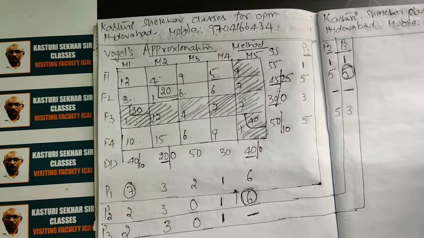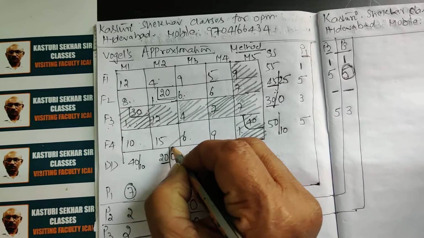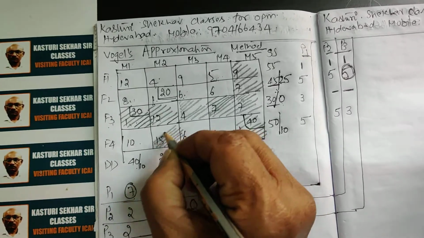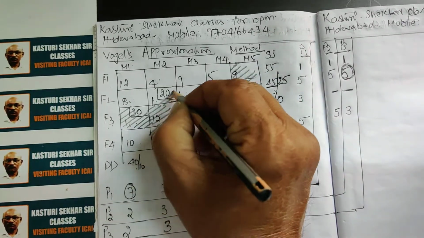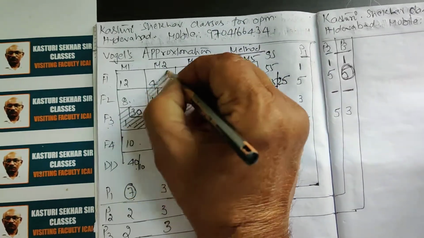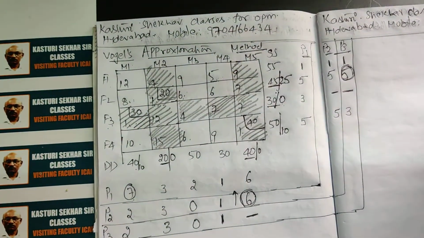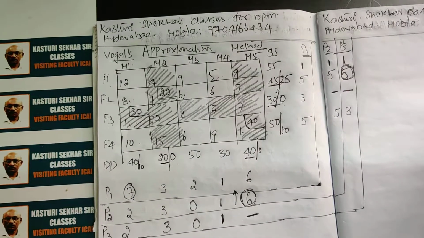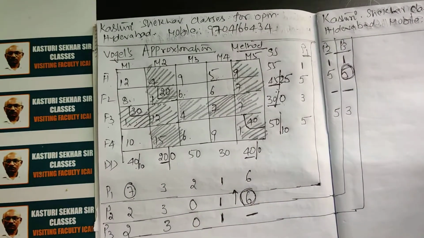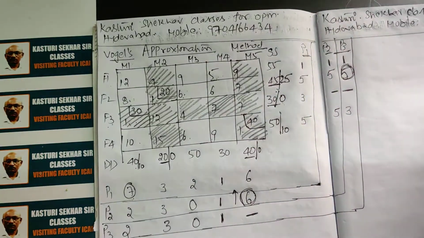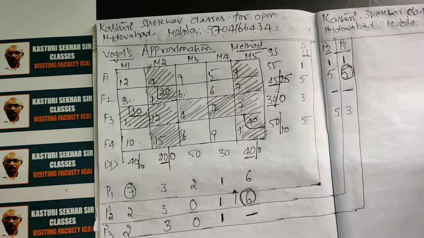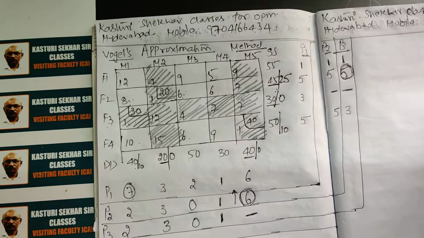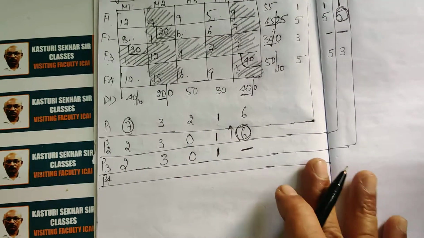Now once again look at this, sir. Second market requirement is fully satisfied. So it is eliminated from the picture. Let's go to P4. Penalty 4 for the reduced cost matrix.